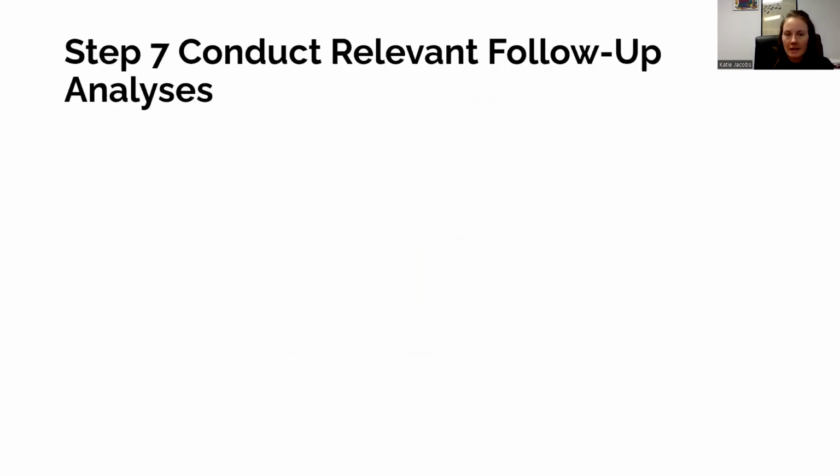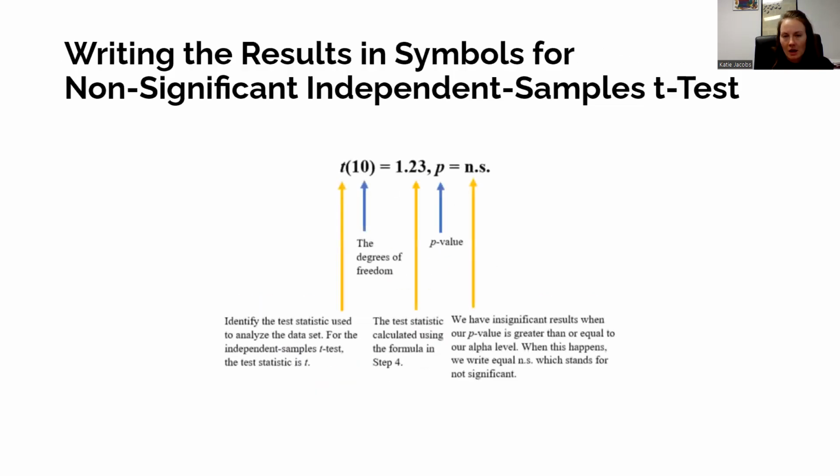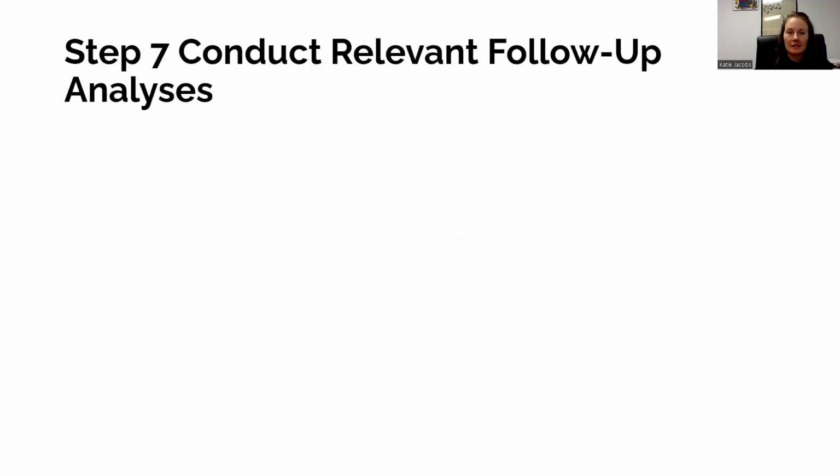Then after that, we would write our results for significant results, but I'm going to show that after we do step 7, because if we have non-significant results, we're done. We don't have to do anything else. If we have significant results in step 6, where we rejected that null hypothesis, then we're going to move on to step 7, which is conduct relevant follow-up analyses.